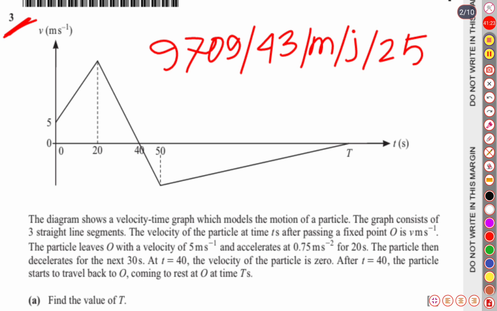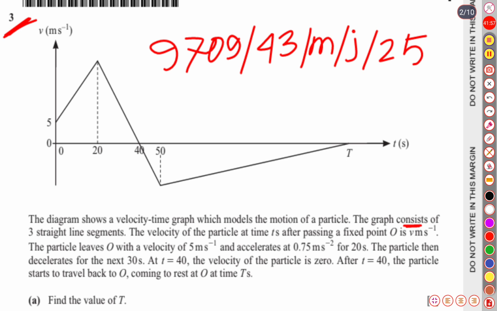The velocity of the particle at time t seconds after passing a fixed point O is v meters per second. The particle leaves O with a velocity of 5 meters per second and accelerates at 0.75 meters per second squared for 20 seconds. The particle then decelerates for the next 30 seconds. At t equal to 40, the velocity of the particle is 0. After t equal to 40, the particle starts to travel back to O, coming to rest at O at time t seconds. So from this graph, it's not complicated at all.